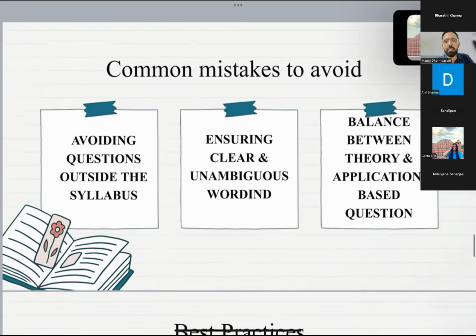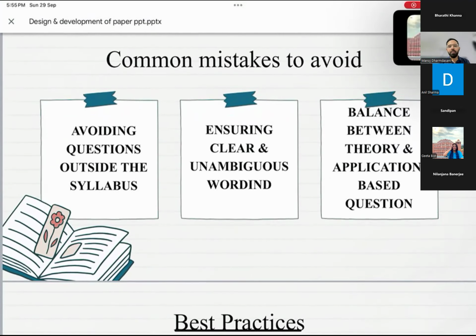Now, what are the common mistakes which I have made as a teacher, or have seen some teachers make while setting the paper, which create problems for the student. The first thing I say: avoid questions which are outside the syllabus. As we all are aware, there are a lot of topics which have been removed from the CBSE syllabus. If we see NCERT, it includes all the topics.